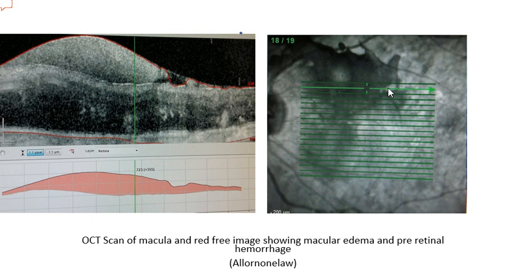How do we say it is a pre-retinal hemorrhage? Because we are not able to see the underlying retina here. If you are able to see the retinal blood vessels and there is a bleed, then that will be a subretinal hemorrhage.